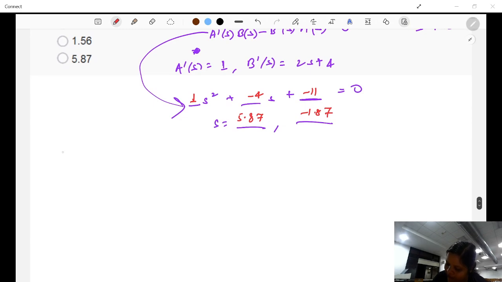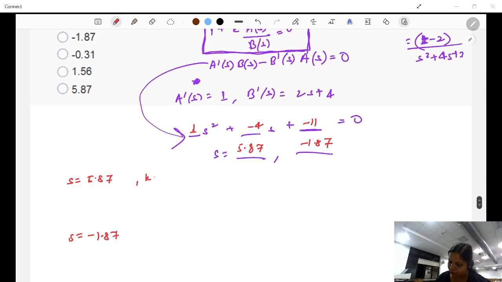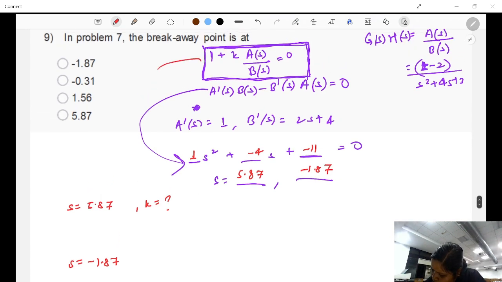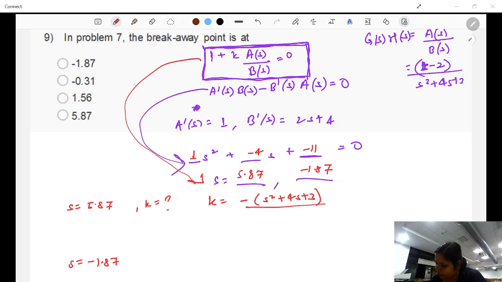Now what we need to check is, for s equal to 5.87 and for s equal to minus 1.87, what is the value of k for both of them? We need to find out. So how will we find out? From this you can write k is equal to minus of s square plus 4s plus 3 upon s minus 2, and substitute s equal to 5.87. What will you get?